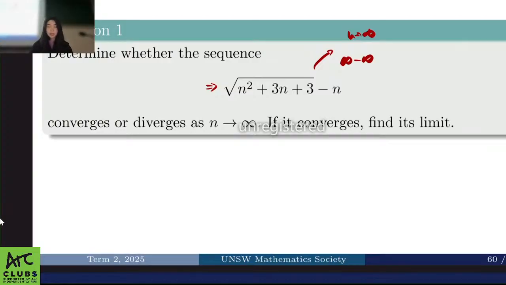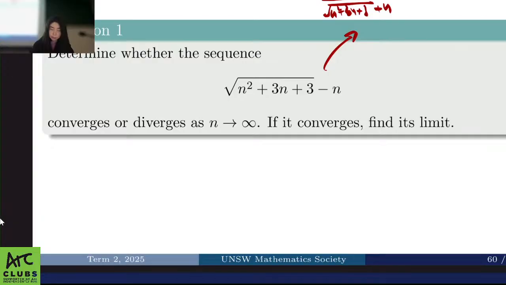So a trick to doing these problems is usually multiplying this thing by its conjugate. So to keep this value constant, we want to multiply it by a fraction where top and bottom are both its conjugate. So therefore, we want to multiply this by root n squared plus 3n plus 3 plus n over root n squared plus 3n plus 3 plus n.